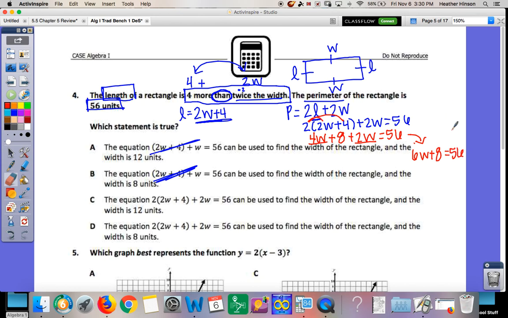How do we solve it now? We have plus 8, so let's do the opposite. Subtract 8. So 6W equals 48. And then that's 6 times W, so do the opposite. Divide. 48 divided by 6 is 12. So between C and D are only answers left. Which one is 12 units? C, because D has 8. So that's it.